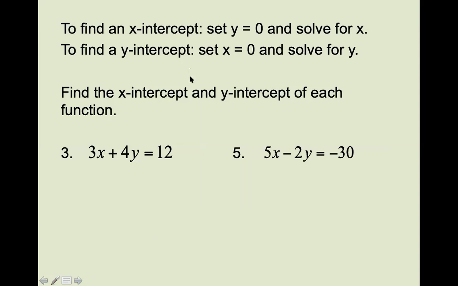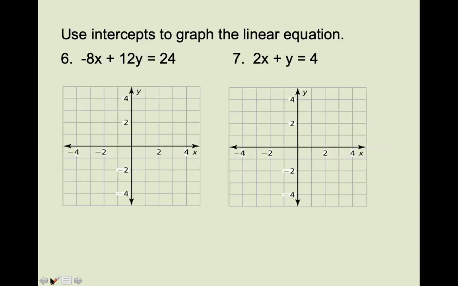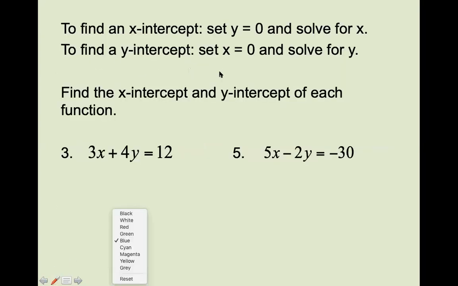It says to find an x-intercept, set y equal to 0 and solve for x. To find a y-intercept, set x equal to 0 and solve for y. And this is in your journal on page 77.